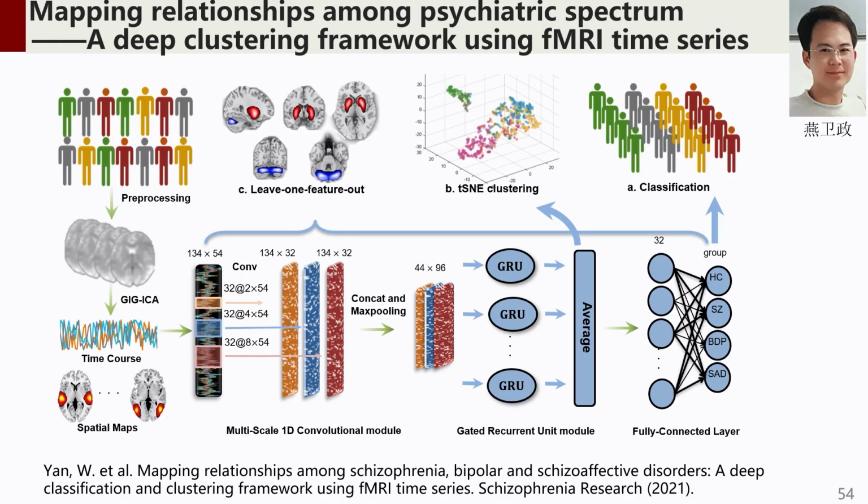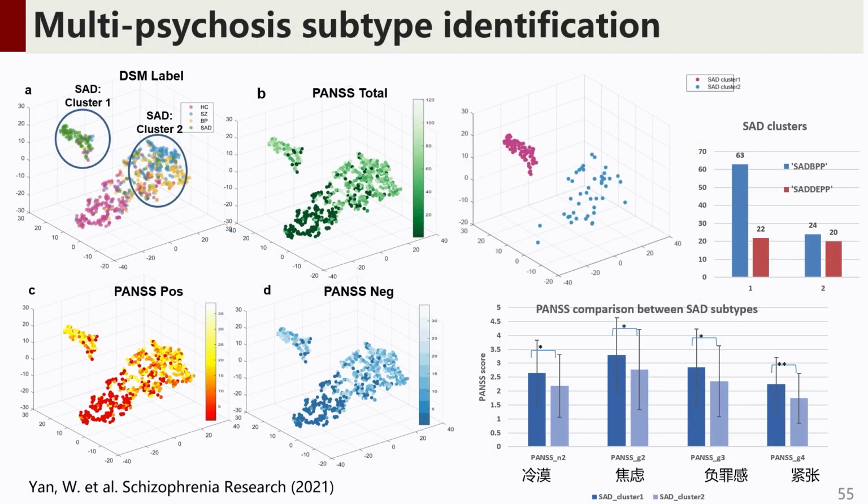So in this work, we also use the BSNP data, which contains schizophrenia, bipolar, and schizoaffective disorders. Here we used a clustering method based on both ICA components and time series. We found that across the multi-psychotic spectrum, we identified 2 clusters. When we used t-SNE to map these clusters, it's interesting that we didn't give these labels. I mean, the network didn't know their symptoms, but when we plotted it, we could see that it automatically showed these patients' severity from mild to severe. Also, most interestingly, we found that this separated cluster contains mostly schizoaffective disorders.